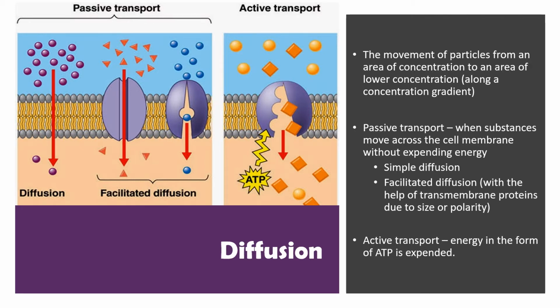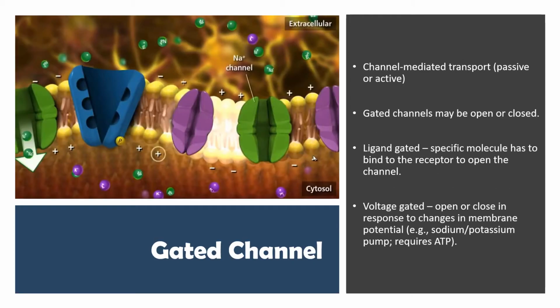In active transport, however, that is when energy is expended in the form of what we call ATP, or adenine triphosphate. So both facilitated diffusion and active transport require the use of channel proteins. And these channel proteins can be what we call gated, meaning that they're engaging in channel-mediated transport. And these gated channels can be open or closed.